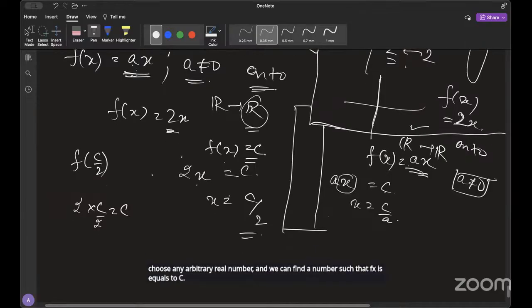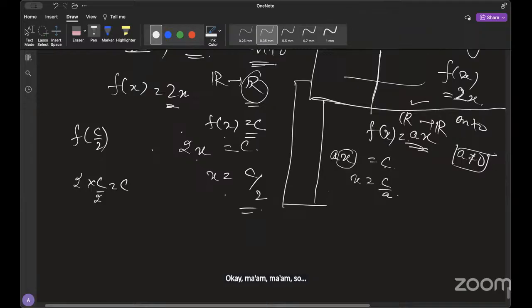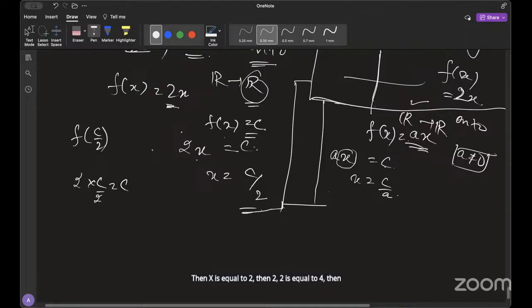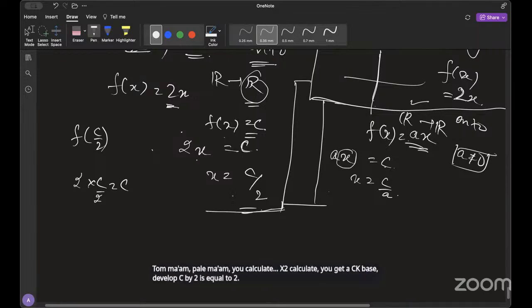Okay, ma'am, give me an arbitrary number. Ma'am, why do we take c? Why not directly take x? If we take x equal to 2, then 2x is 4, so c is equal to 4. Ma'am, why do we calculate x on the basis of c, that is, c by 2 equal to 2? Because we want to find the value of x such that f(x) is c.